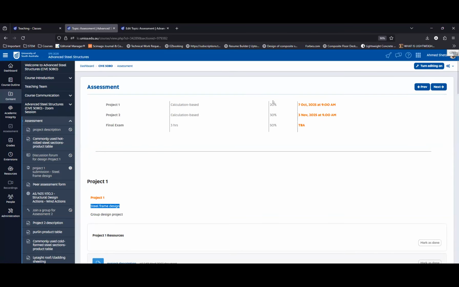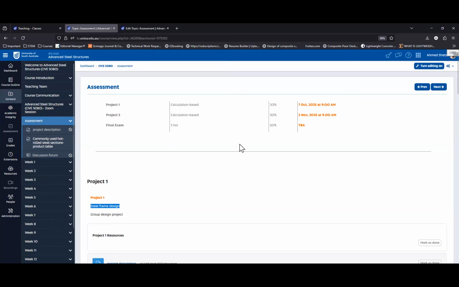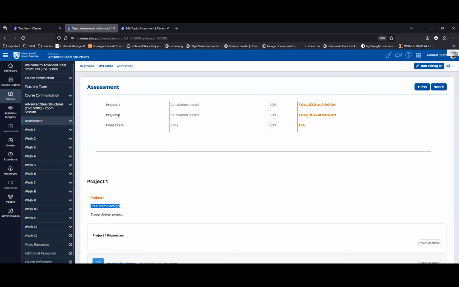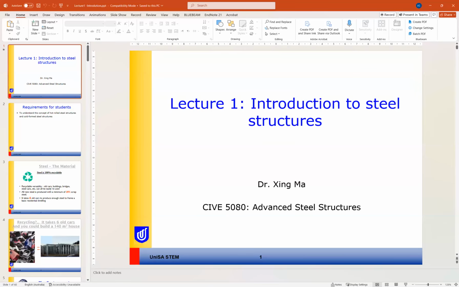And in project two, which is 30%, so the first one is 20%, the second one is 30%. Instead of hot rolled, this will be cold formed steel. You know, cold formed steel is light structure, so we will learn the differences between hot rolled and cold formed steel structures. Okay. Any other query before we start going through the slides? And the final exam is a 3 hour final exam, which is 50% of the course.